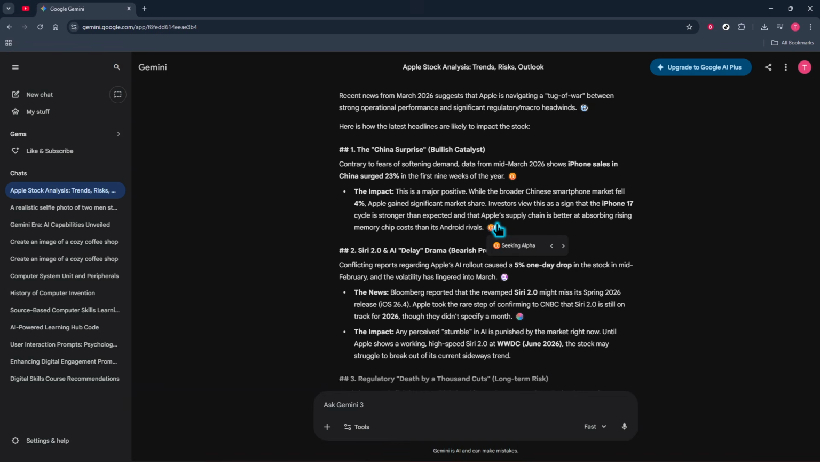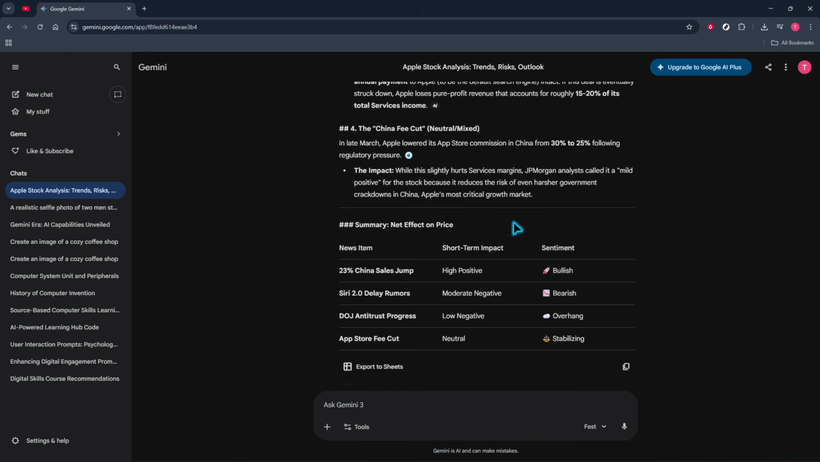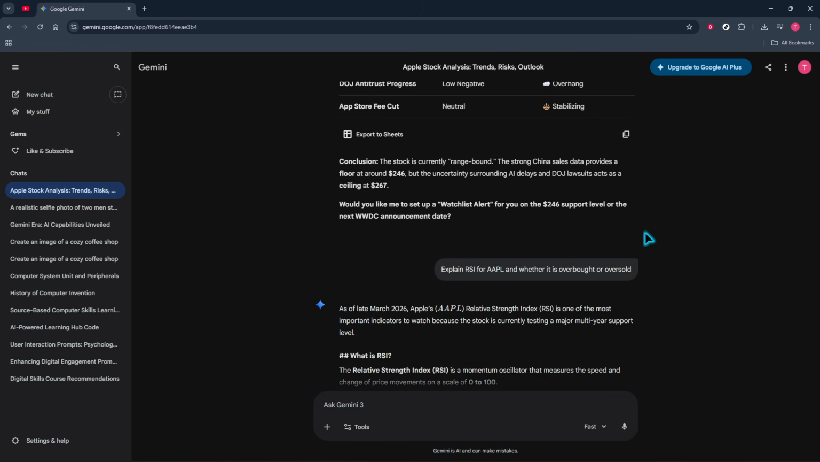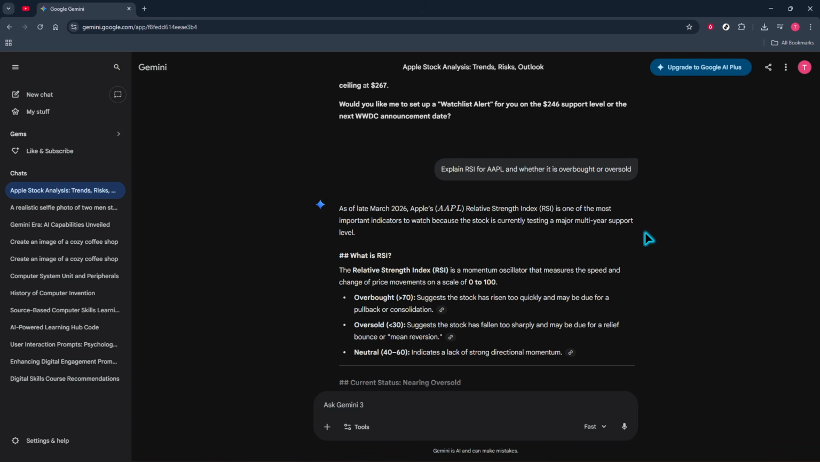If you prefer technicals, ask about indicators such as RSI, moving averages, or MACD. For example, explain RSI for AAPL and whether it is overbought or oversold. You can also specify the time frame so the analysis matches your style.